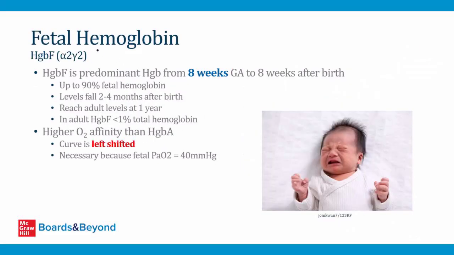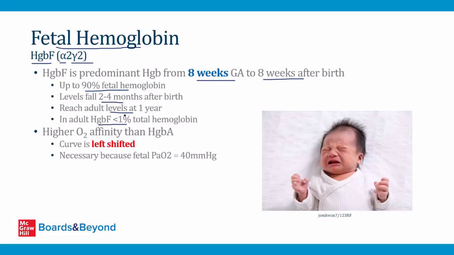2,3-BPG also plays a role in the function of fetal hemoglobin, so let's talk about that now. So fetal hemoglobin is hemoglobin F. It has 2 alpha chains and 2 gamma chains, and it's the predominant hemoglobin from 8 weeks of gestational age in utero all the way until about 8 weeks after birth. In utero, it makes up about 90% of fetal hemoglobin. The levels fall a few months after birth, and they reach the adult levels at 1 year. And in the adult, hemoglobin F is less than 1% of total hemoglobin.